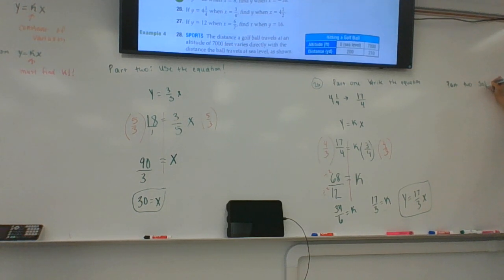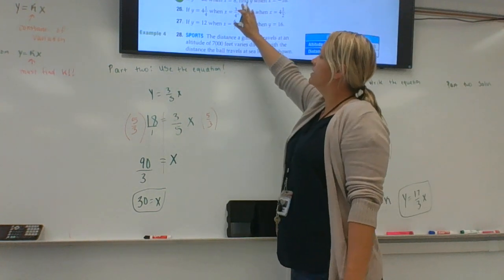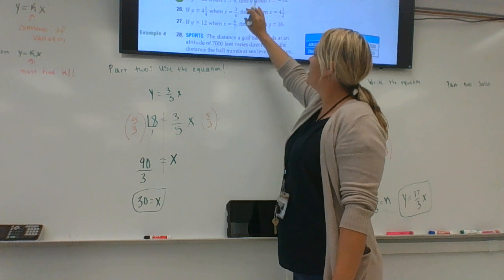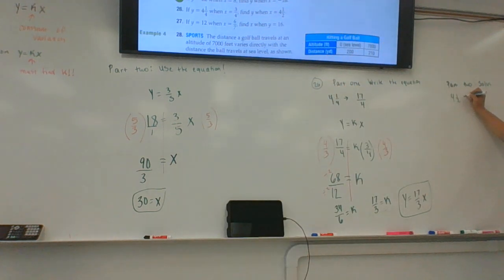Alright, part 2, solve. That's only part 1, writing the equation. It says write the equation, done. Now we're going to use this. Now find y when x is 4.5. I'm going to convert from a mixed number to an improper fraction. 4 times 2 is 8 plus 1 is 9. So that's the same as 9 over 2. So I'm going to say y is 17 over 3 times 9 over 2.